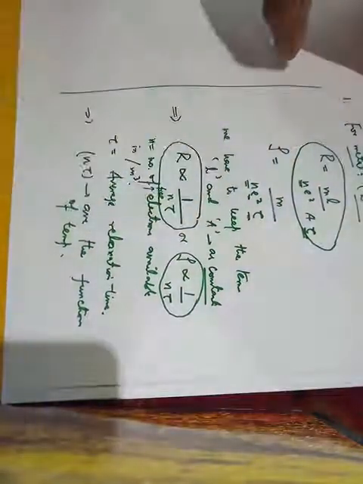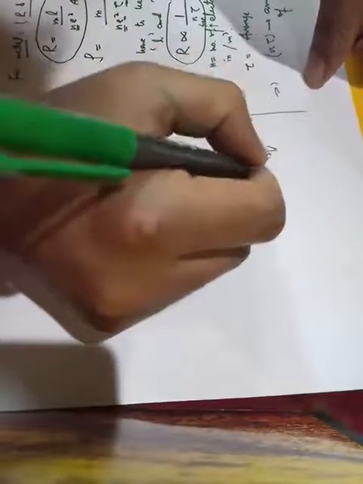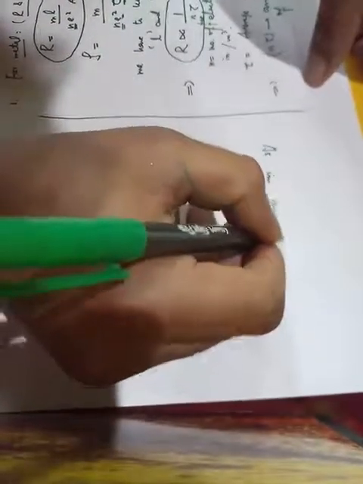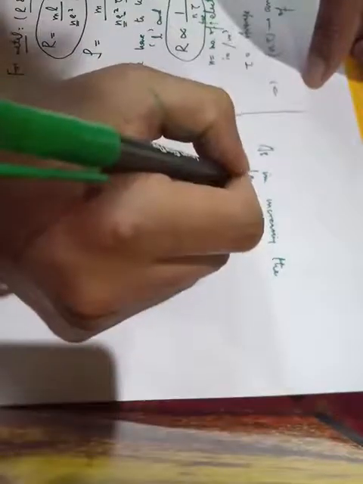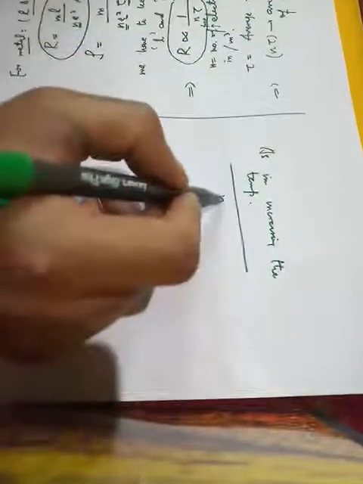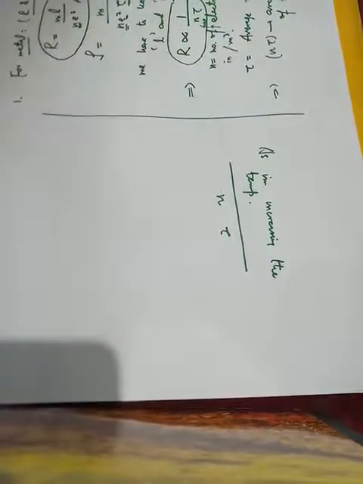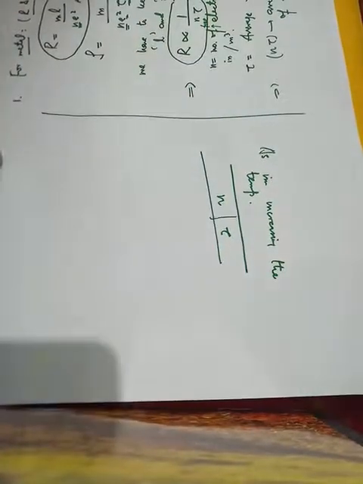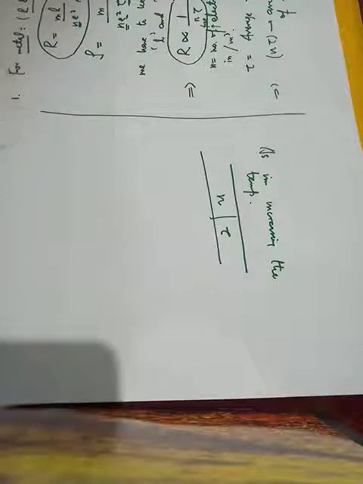Okay beta, now see. Here I will write: as I am increasing the temperature. When I increase the temperature, I have to study the behavior of two parameters. What happens to n and what happens to tau. Okay beta, what is n? n is the number density of free electrons.